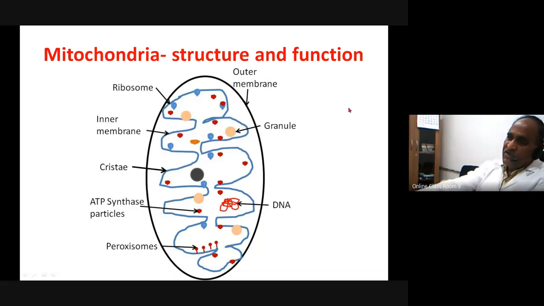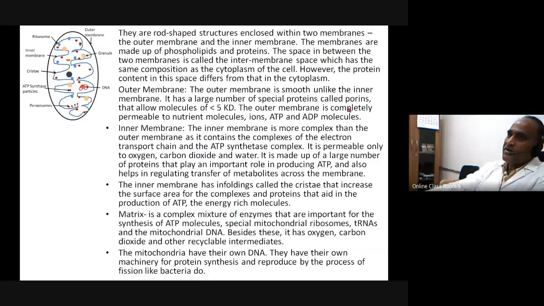Now, what are the functions of the mitochondria? I have explained here. I would not go into as much detail, I will just read them. So these have two membranes, the outer membrane and inner membrane. The membranes are made up of phospholipids and proteins. The space in between the two membranes is called the intermembrane space.